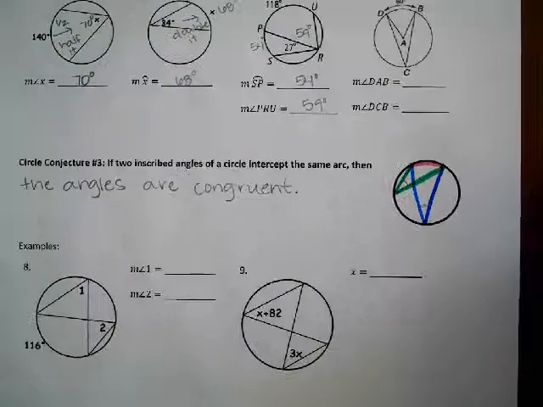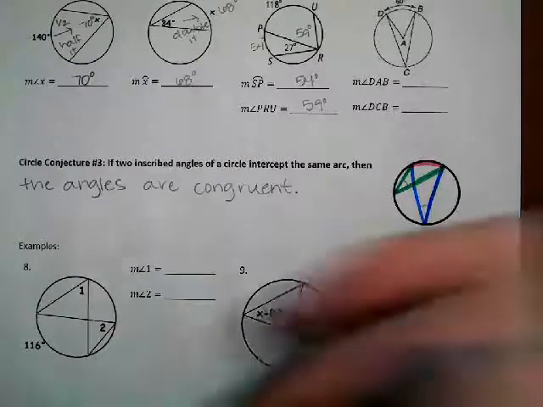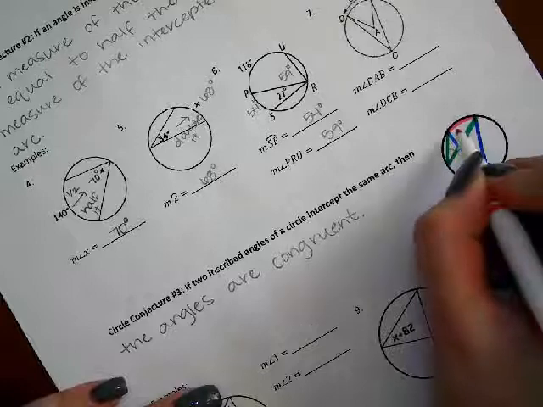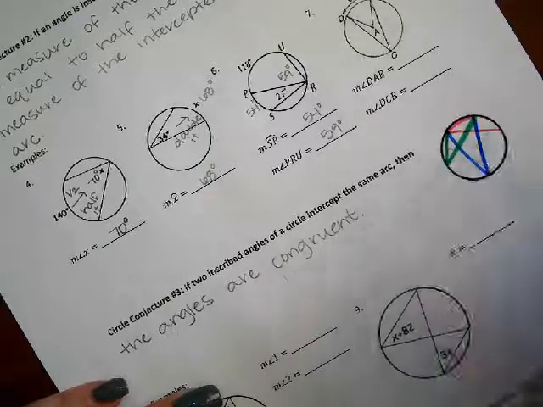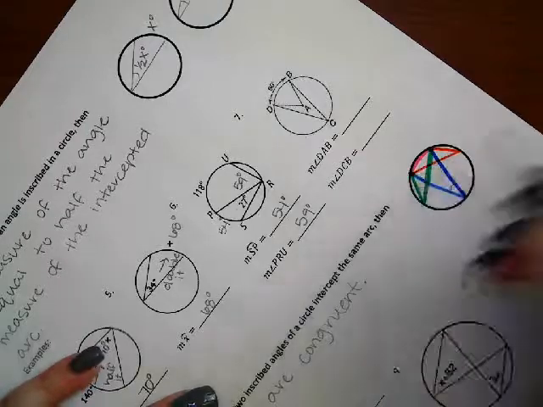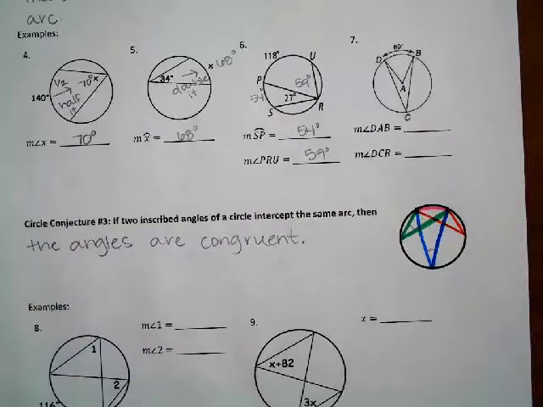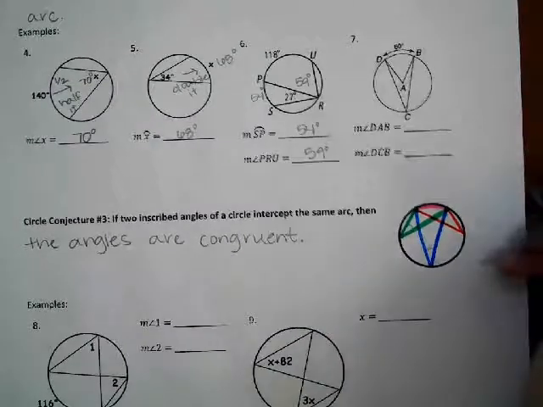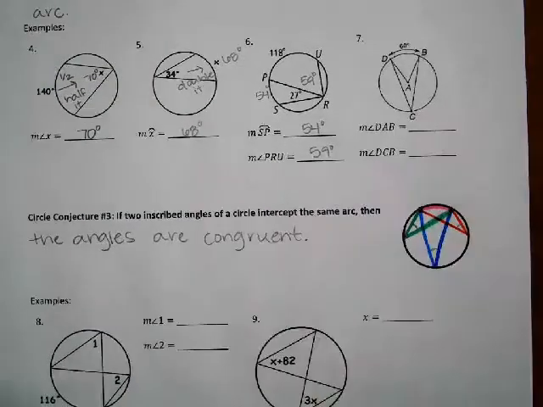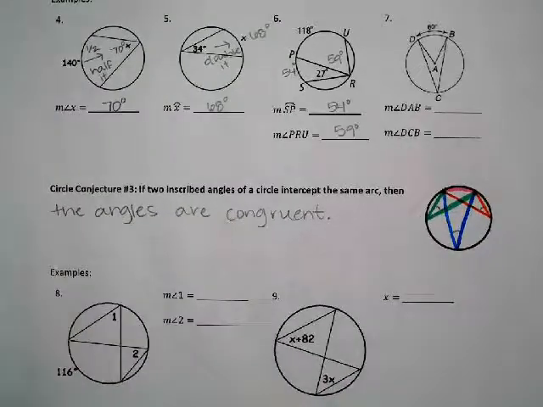In fact, I could take another color. I can go over here and I can say, whoop, this and this. Let me draw another inscribed angle. Yep, if I were to measure it, that one is congruent to these as well. All three of those angles, if I were to measure them, they're all congruent because they have the same intercepted arc. Okay, so circle conjecture number 3 is where things start to get weird.